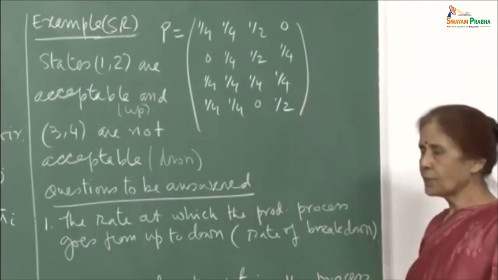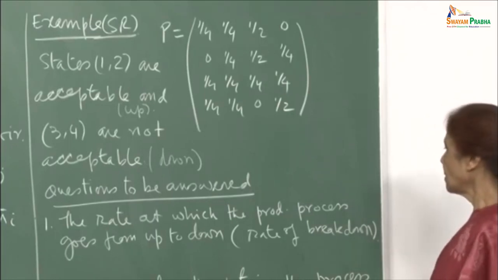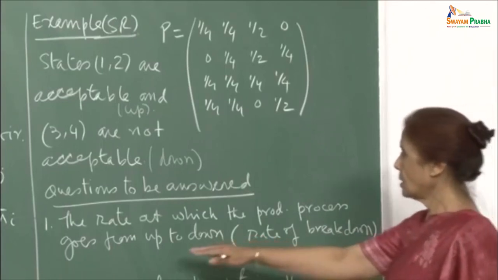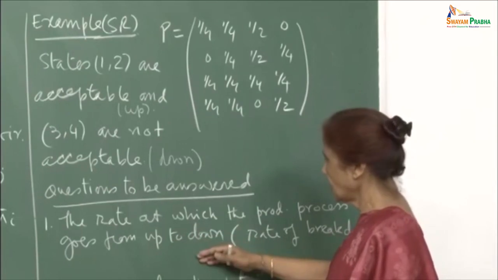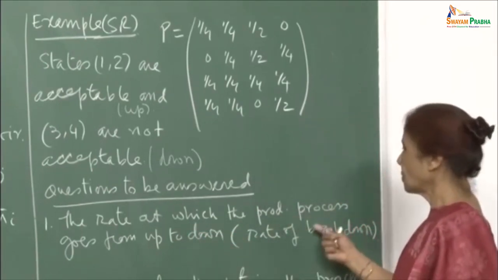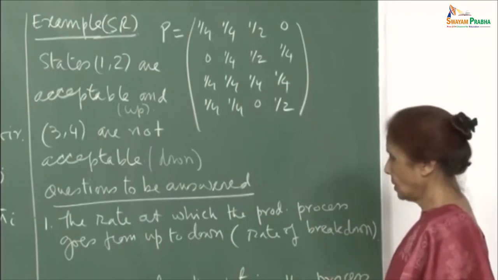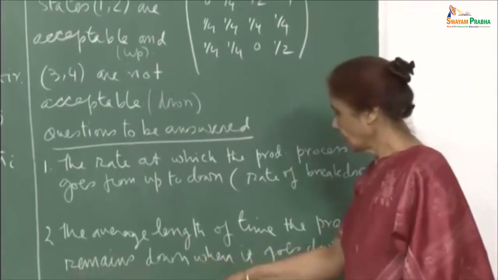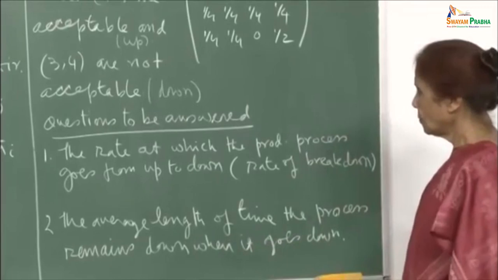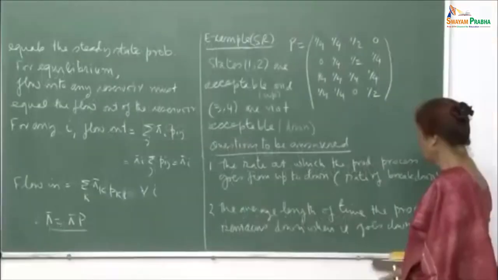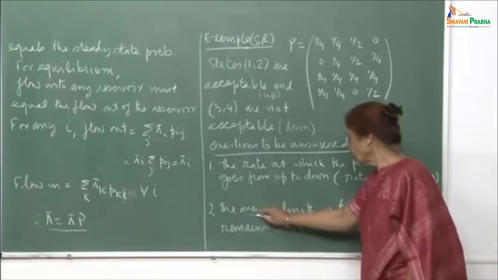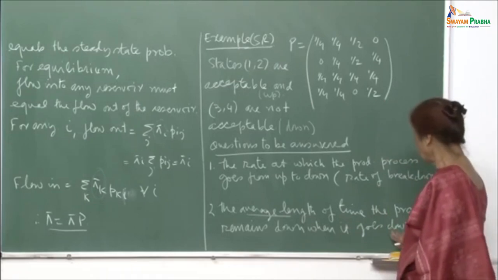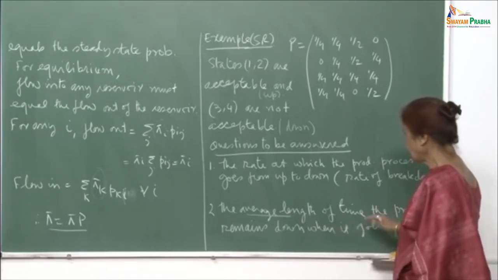So, there are 4 states, and this is your transition matrix from state i to state j, and questions to be answered. Now, the questions that we want to answer are the rate at which the production process goes from up to down. That means rate of breakdown. So, when the machines are working, and then there is a breakdown, you want to know the rate at which the production process goes from up to down. And another question will be the average length of time the process remains down. Okay, that is also very important, because with this kind of transition matrix, you want to know for how long the process will remain down. And of course, you always talk in terms of average length of time. So, when there is a breakdown, for how long will it remain in that state before it comes up.